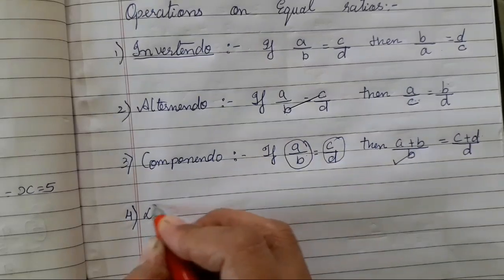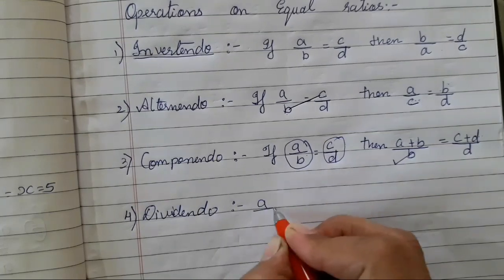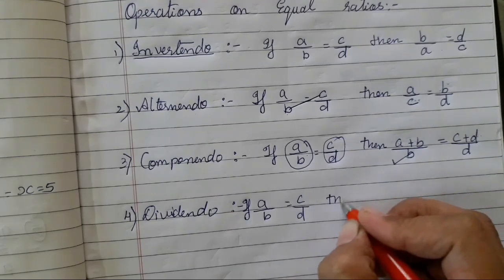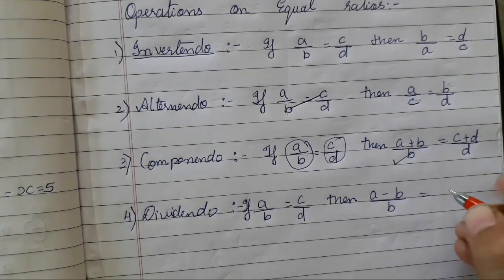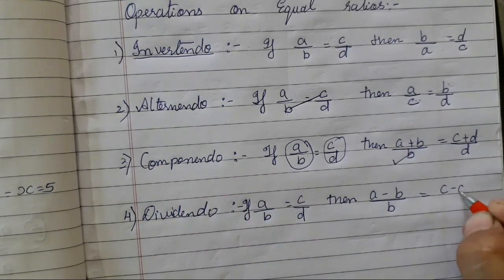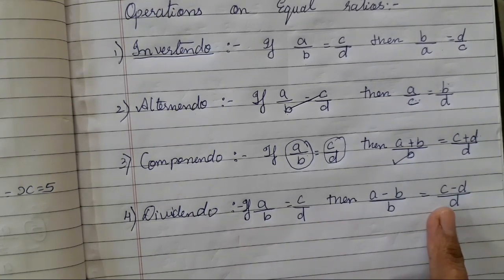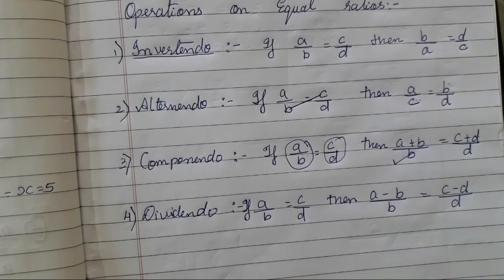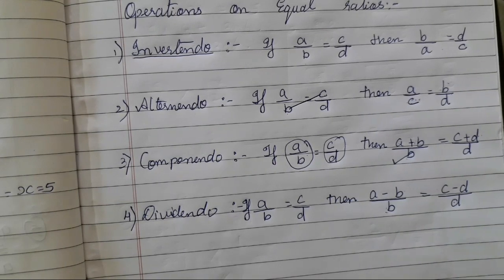Okay, so dividendo is the next one. Dividendo means if A upon B is equal to C upon D, then A minus B upon B, same as we did for componendo, is equal to C minus D upon D. This result is known as dividendo, meaning the denominator is subtracted from the numerator on both sides. So for componendo we add, for dividendo we subtract. I hope everyone is clear with it.